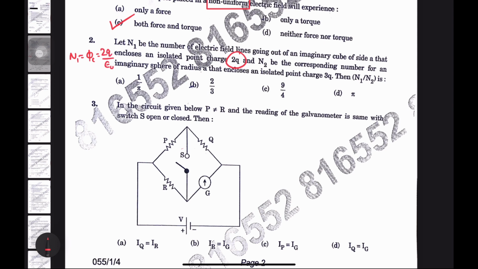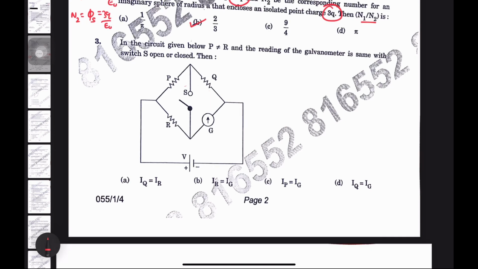Also, the other information which we are having is that N2 be the corresponding number of imaginary lines coming out of the sphere of radius A that encloses an isolated point charge 3Q. So now the information is number of field lines coming out of the spherical surface. N2 is equal to phi, that is flux coming out of the sphere is equal to charge enclosed by the sphere, that is 3Q upon epsilon naught. Now they just want us to calculate N1 by N2. So N1 by N2 is equal to 2Q upon epsilon naught divided by 3Q upon epsilon naught. We can easily cut this. So we are having N1 upon N2 is equal to 2 by 3. So B is the correct option for question number 2.